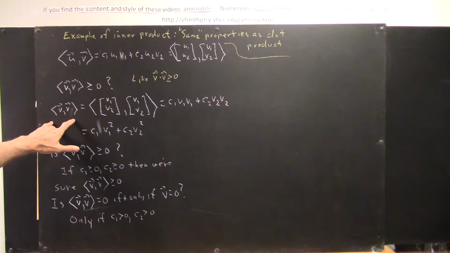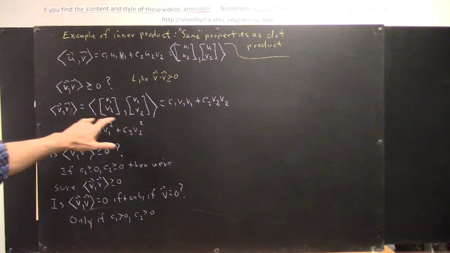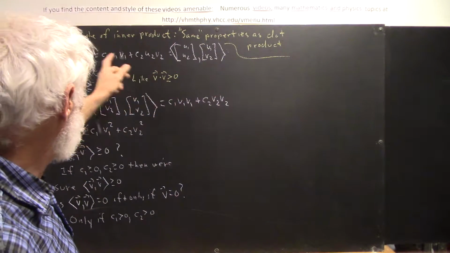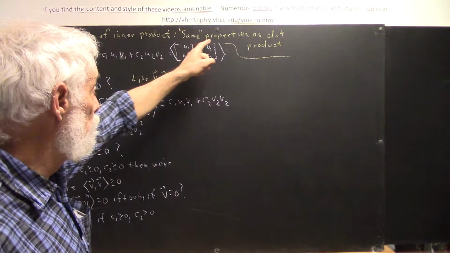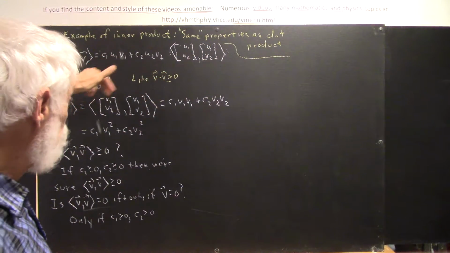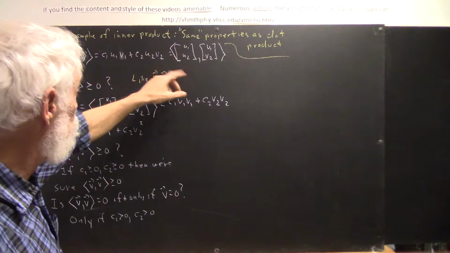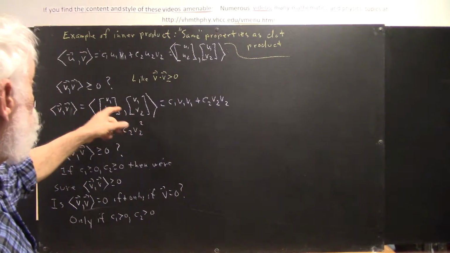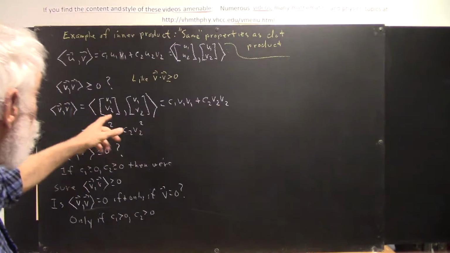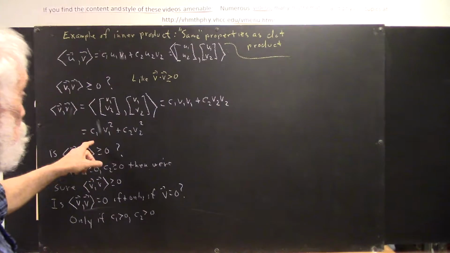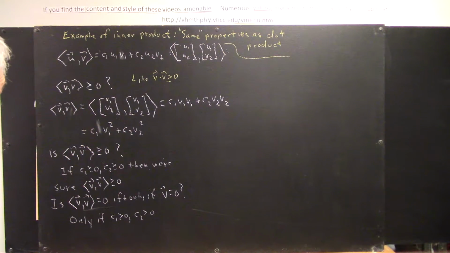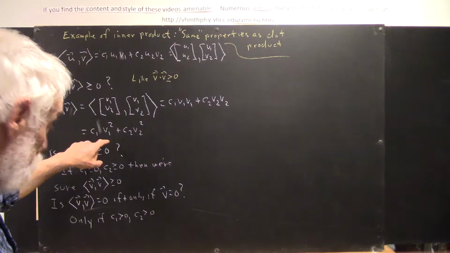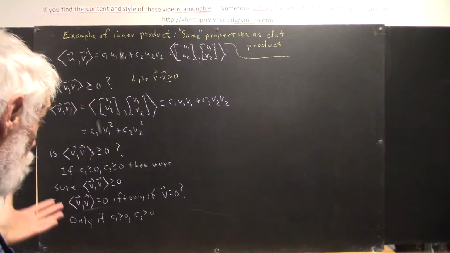If we do this, then we've got C1 times u1 v1, and if you have v1 v1, you do those. Plus C2 u2 v2, C2 times this number times this number. That gives us C1 v1 squared plus C2 v2 squared. Well, we begin to see how this could always be greater than or equal to 0, because v1 squared and v2 squared are always greater than or equal to 0.